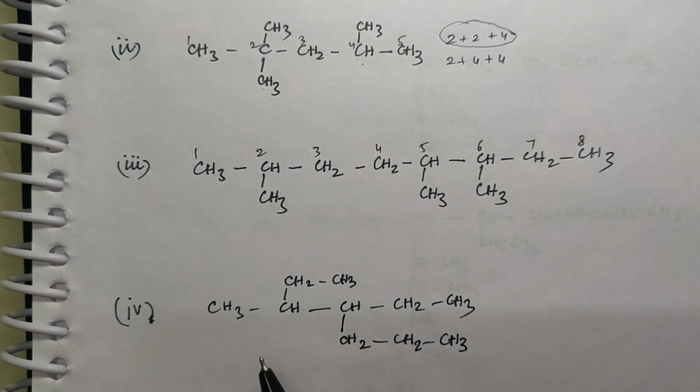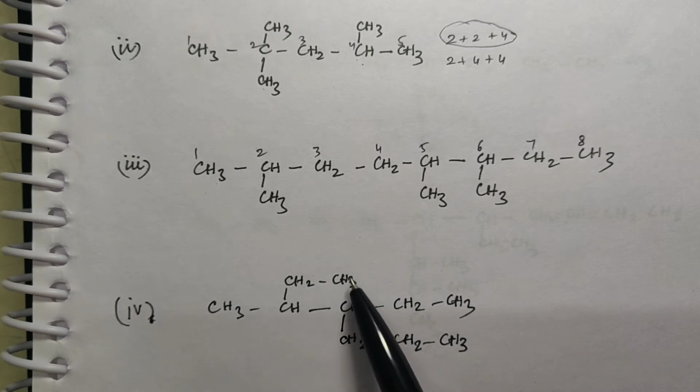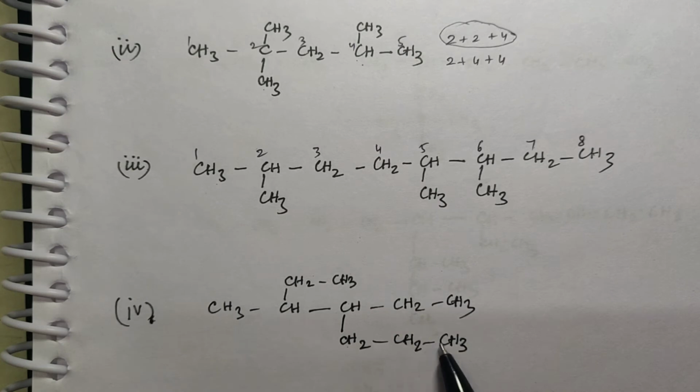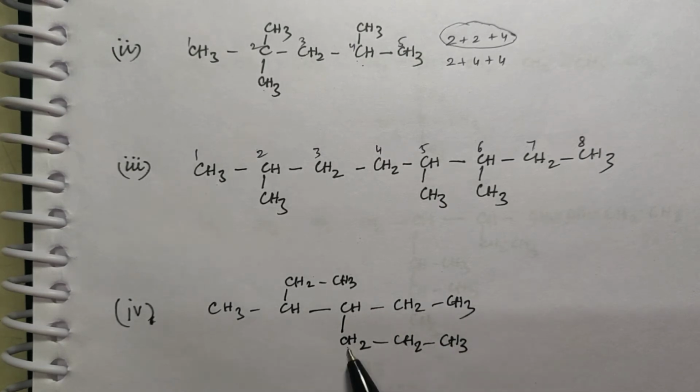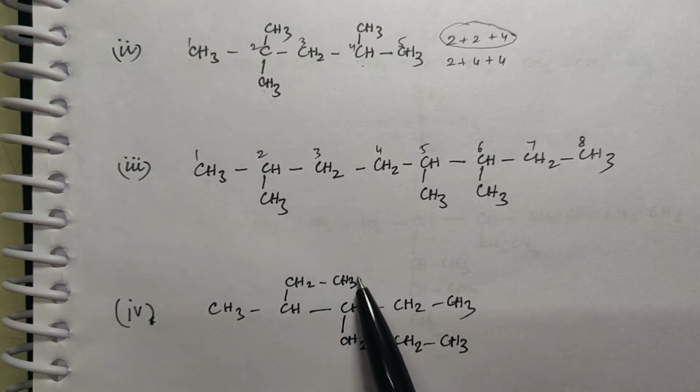Okay. Now come to this one. Now here you will find 1, 2, 3, 4, 5, 6, 7. Right? 1, 2, 3, 4, 5, 6, 7.